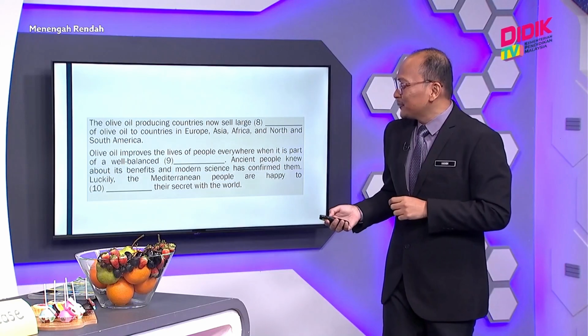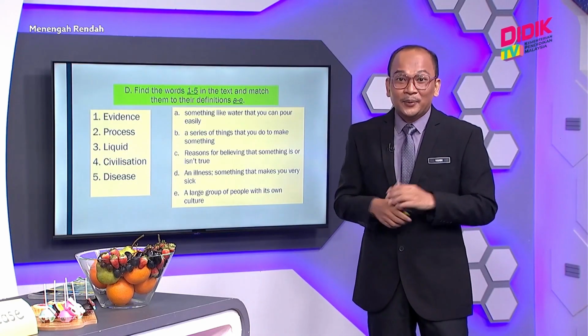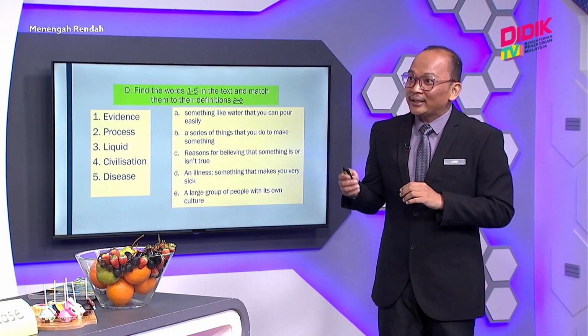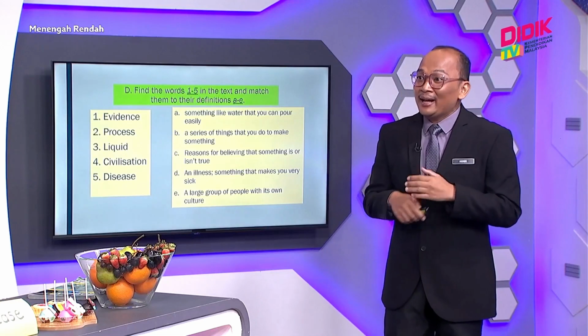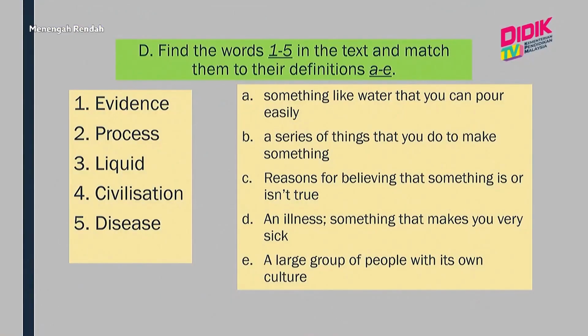Okay, now this is what our pupils at home need to do. Find the words 1 to 5 in the text. We already did that. Then now we are going to match them to their definitions. The definitions are already prepared here. This is exactly what is inside our textbook. So the answer is already prepared for them. It's just that they need to match which is the correct answer.